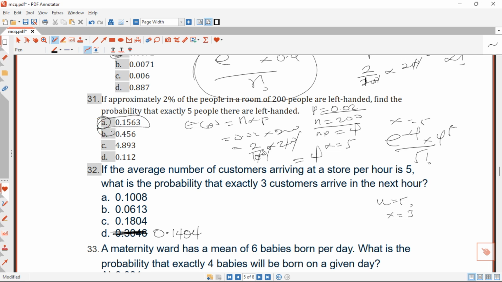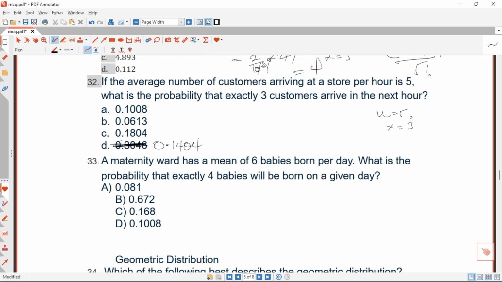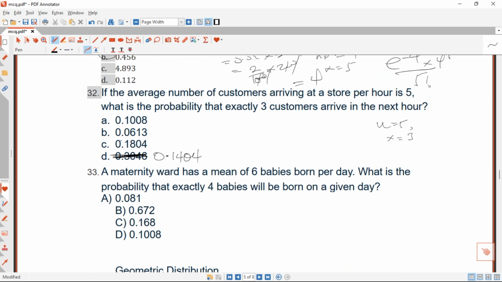So I will leave question 32 and question 33 for you as an assignment. Please kindly solve it and share your result in the comment section below.